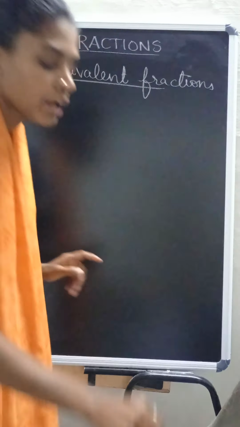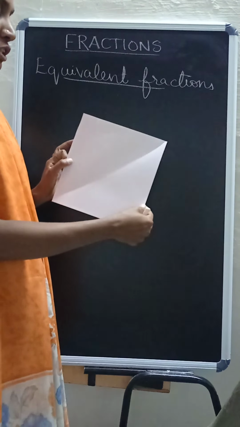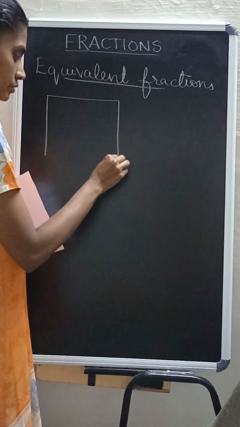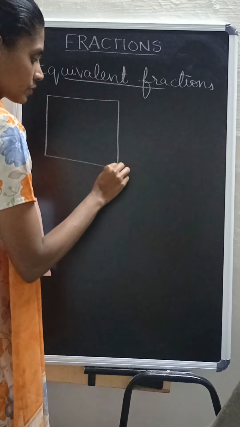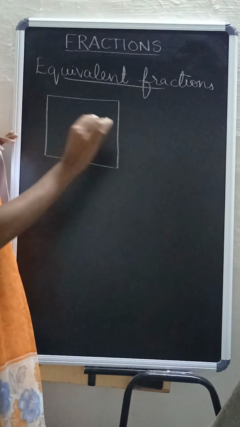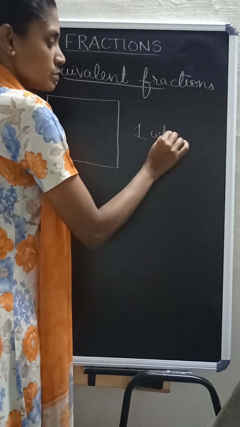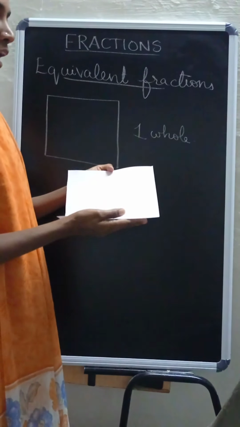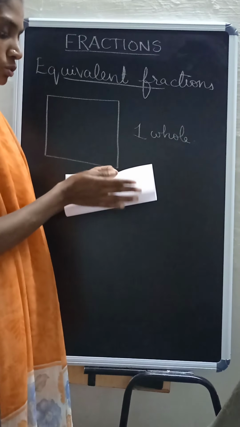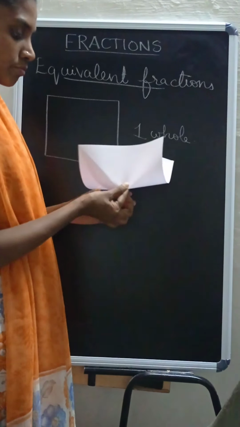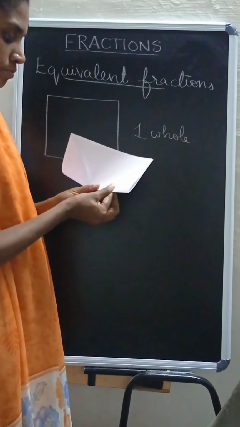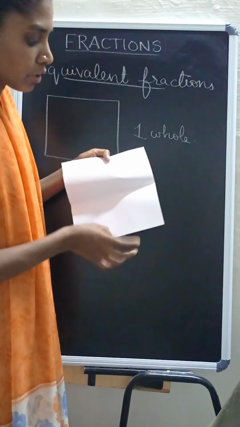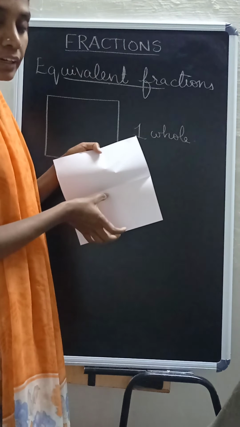Now, what is this? A square paper, okay? Now, this is one whole paper, okay? This is one whole. Now, I am folding it into two halves. Two halves. So now what you have got here? Half part here and half part here.